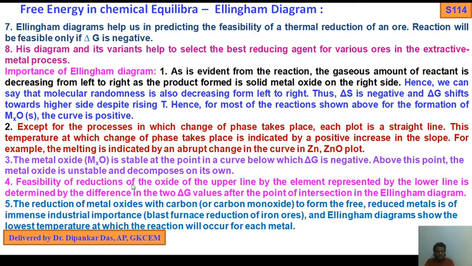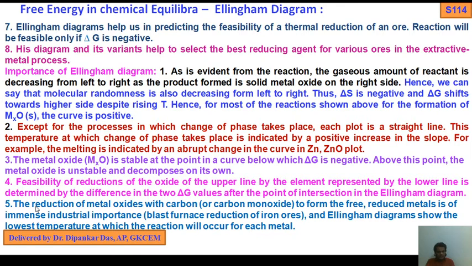Feasibility of reduction of the oxide of the upper line by the element represented by the lower line is determined by the difference in the two del G values after the point of intersection in the Ellingham diagram.